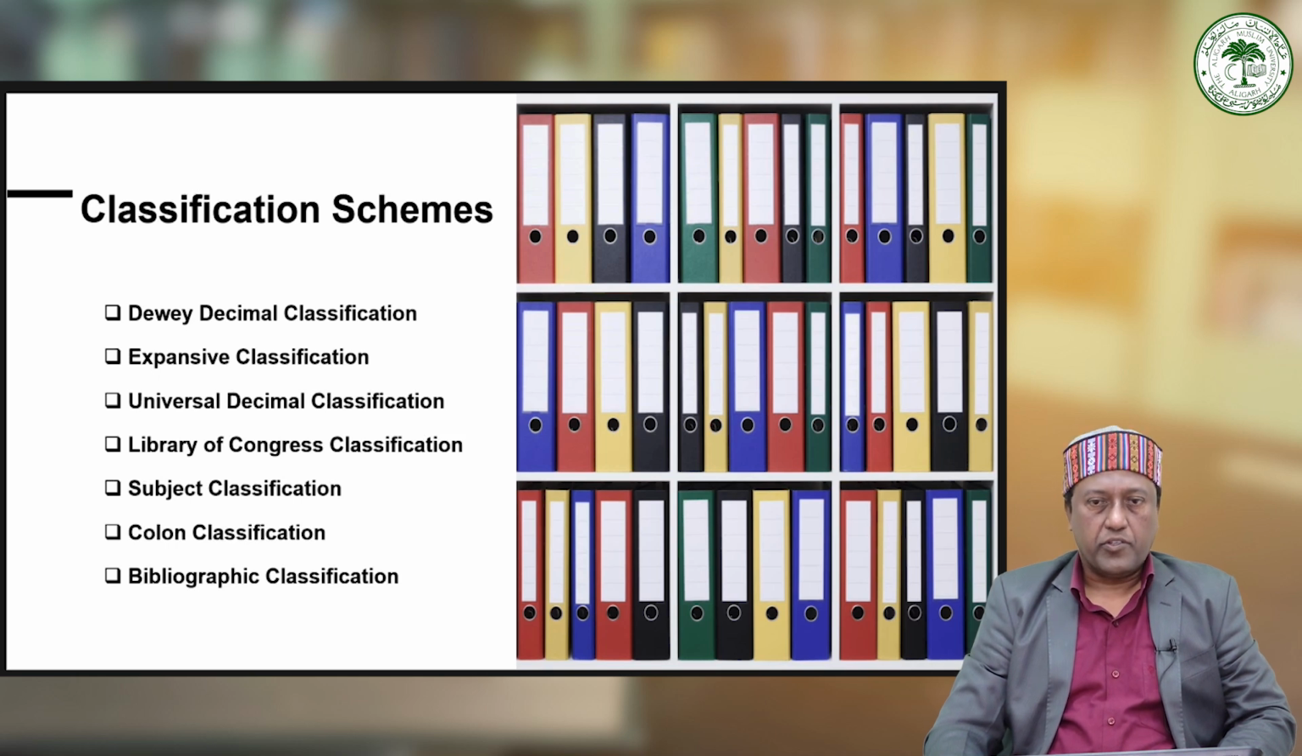And the next, Colon classification. This was very prominent at one point of time, and DRTC was supposed to work on it, and they have come out with, not recently, the last edition which is available in the market, that is the 7th edition. This is abbreviated as CC and developed by S.R. Ranganathan. The first edition of Colon classification was published in 1933, marking a significant advancement in the library classification method.